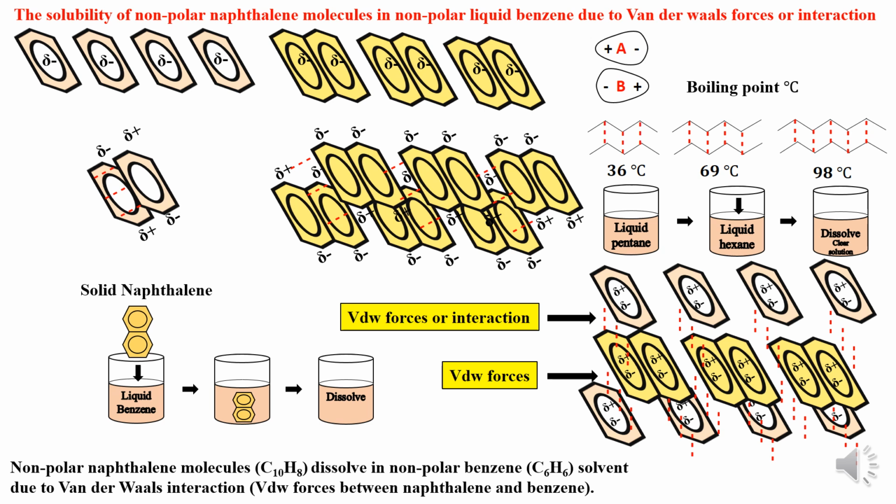And in the case of aliphatic hydrocarbons like pentane, when you try to dissolve pentane in hexane, which is also liquid at room temperature, both can be intimately mixed, resulting in a clear solution. So when you mix pentane in hexane and stir, they dissolve, giving a clear solution. And this again is because of van der Waals force or van der Waals interaction.